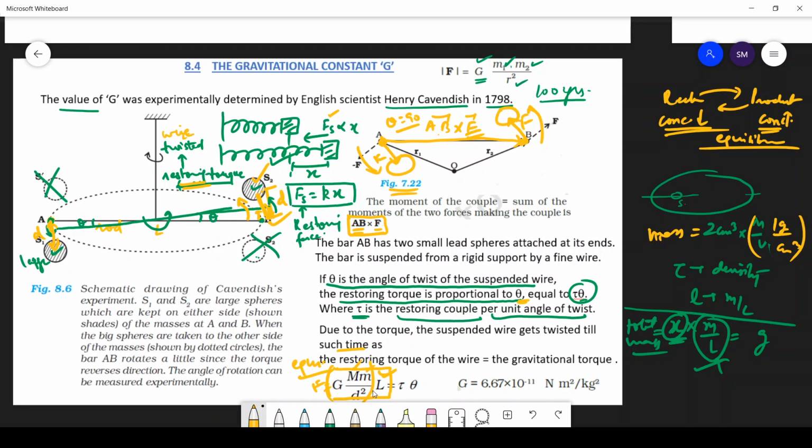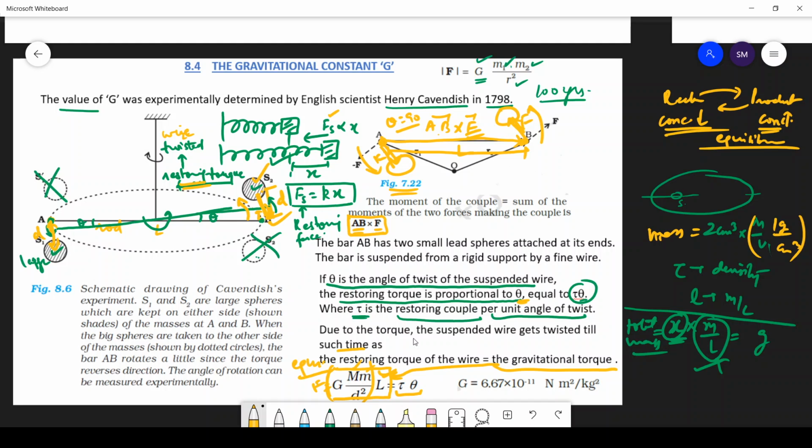So this is your F, G m1 m2 by d square. This is the gravitational force, and this L is the length. So simply AB cross F. This is the gravitational torque due to this couple. So a couple is formed, and this is the restoring torque.